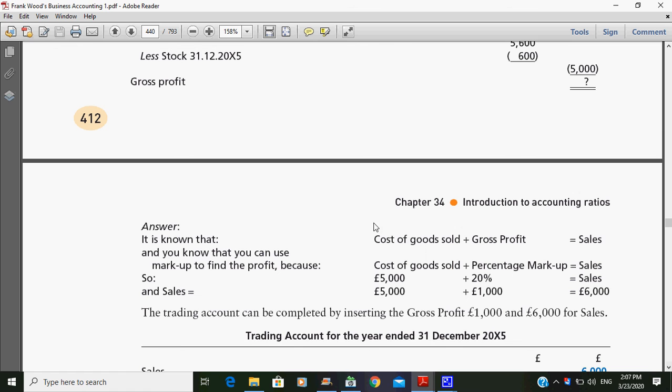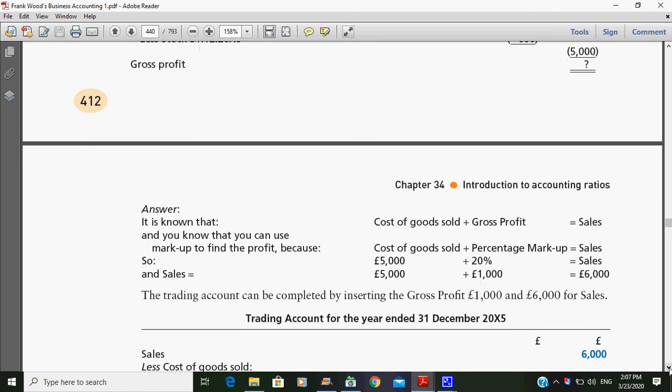Now, it is known that cost of goods sold plus gross profit equals sales. And you can use markup to find profit, because cost of goods sold plus percentage markup equals sales. So you're going to find 20% of the 5,000, which will give you $1,000. It'll be 0.20 multiplied by 5,000, that'll give you $1,000. So your gross profit is 1,000, and you add it together to get your sales. So your trading account can be completed by inserting the gross profit of $1,000 and $6,000 for sales, just like this.